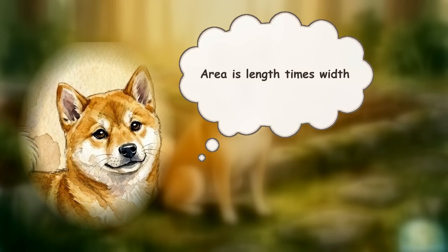Area is length times width. Perimeter is distance around. Rectangles have both.